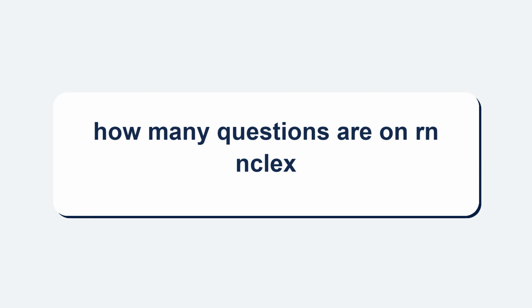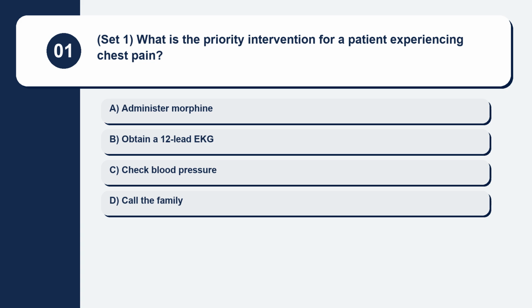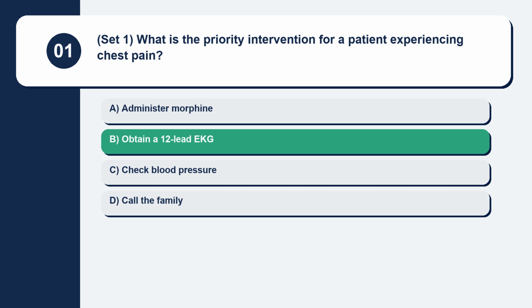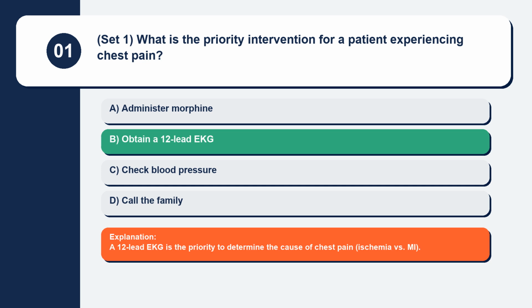How many questions are on NCLEX? Question 1. Set 1. What is the priority intervention for a patient experiencing chest pain? Administer morphine. Obtain a 12-lead EKG. Check blood pressure. Call the family. A 12-lead EKG is the priority to determine the cause of chest pain, ischemia versus MI.